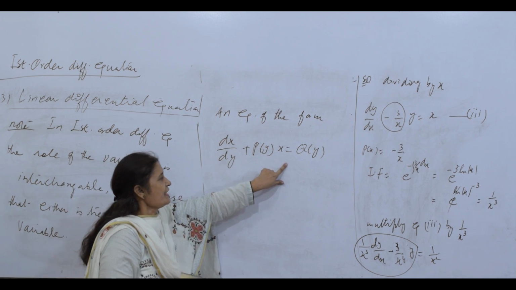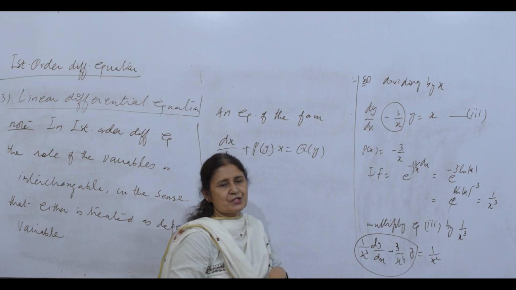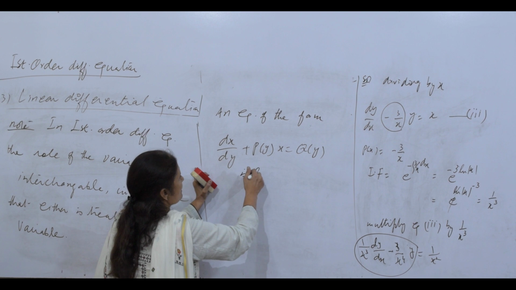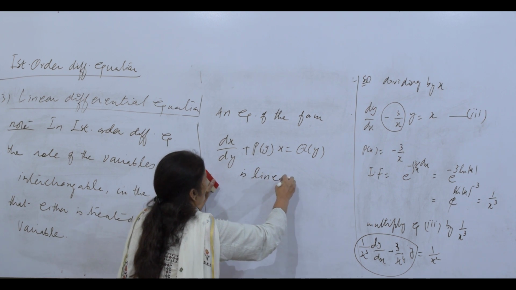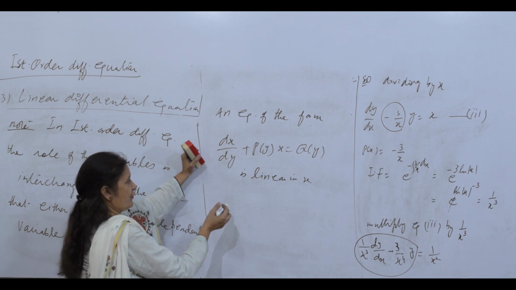This I have written another form in which linear in x. It is linear in x, and if it is not linear in y, if I reciprocal it, might be it is linear in x. This is linear in x, where p(y) and q(y) are function of y.